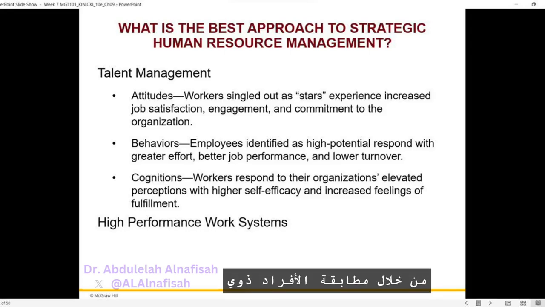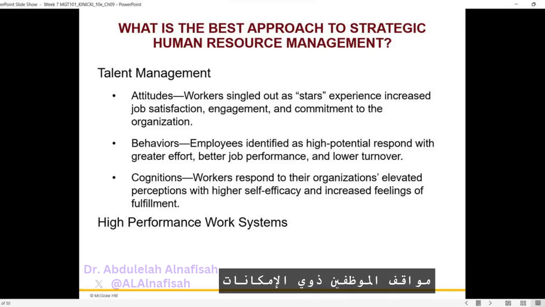By matching high-potential individuals with strategically important positions, organizations can maximize the impact of their top talent on key business outcomes. Talent management recognizes the value of investing in and retaining high-potential employees, as they are more likely to contribute to the organization's success in the long term. Talent management has positive effects on various aspects of employees' attitudes, behaviors, and cognitions.